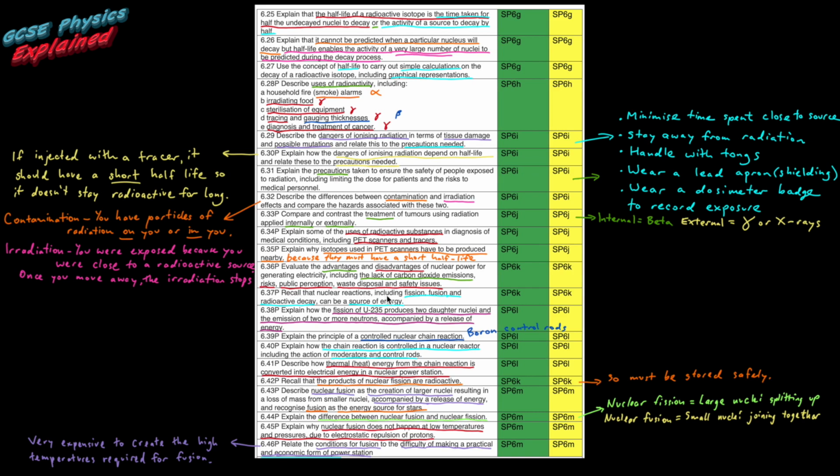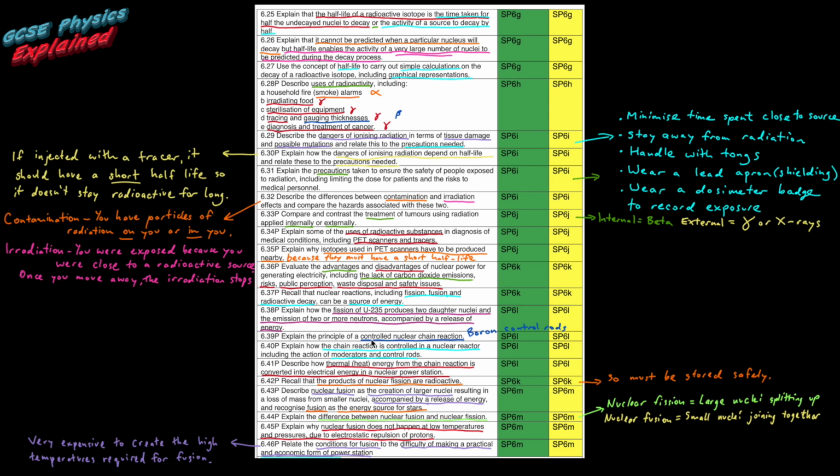Recall that nuclear reactions, including fission, fusion, and radioactive decay, can be a source of energy. Explain how the fission of uranium-235 produces two daughter nuclei, and the emission of two or more neutrons accompanied by a release of energy. Obviously, you don't need to explain it because it's only worth 1 mark. You just need to basically say what I'm underlining.